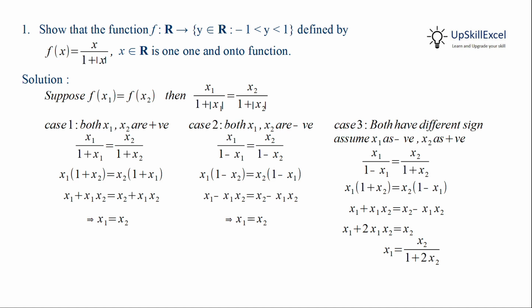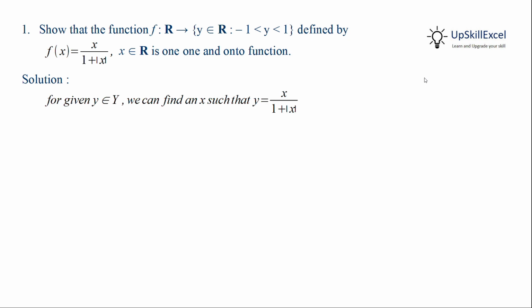Now we have assumed that x2 is positive. So this implies that x1 is also positive, which is contradictory. Hence x1 and x2 cannot have different signs. And in the scenarios where x1 and x2 were both positive and both negative, that is having the same sign, we found that x1 has to be equal to x2. Hence f of x1 is equal to f of x2 implies that x1 is equal to x2, and the function is one-to-one.